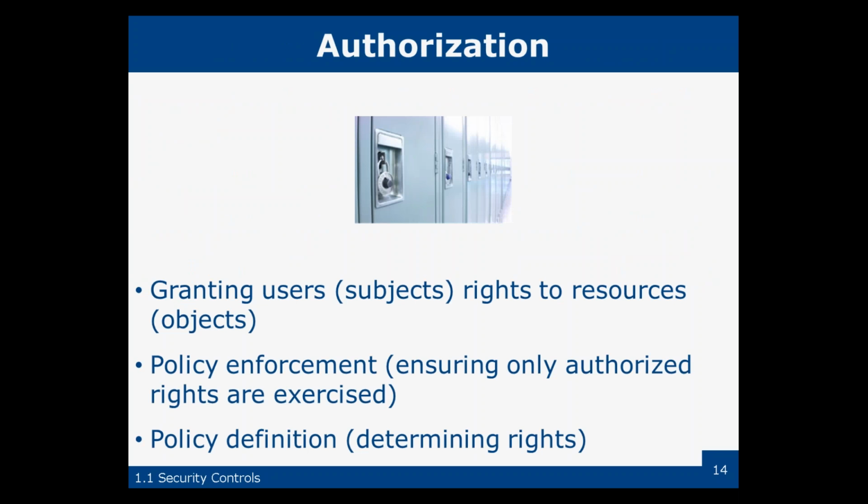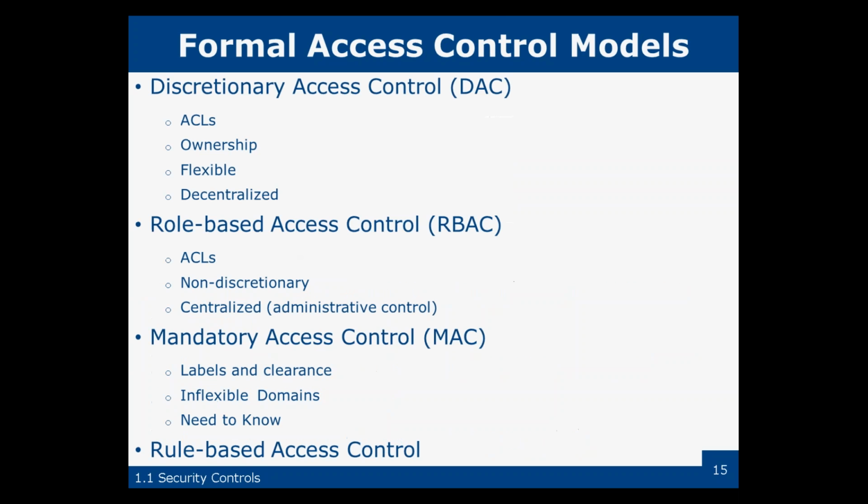Authorization, we've already talked about, is granting the users, the subjects, the rights to the resources, the objects. And the policy enforcement here is ensuring that only authorized rights are exercised, which means that you're going to have to audit users occasionally to see what they actually have in order to see if that policy or that enforcement has been violated. And then we talk about policy definition. In policy definition, we're going to determine rights: who should get access to what? And we have to set up policies for all of these things.